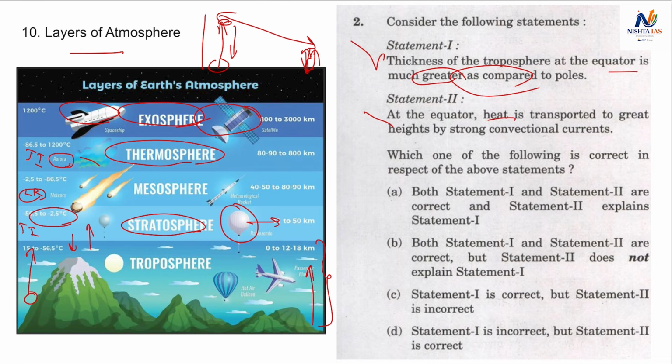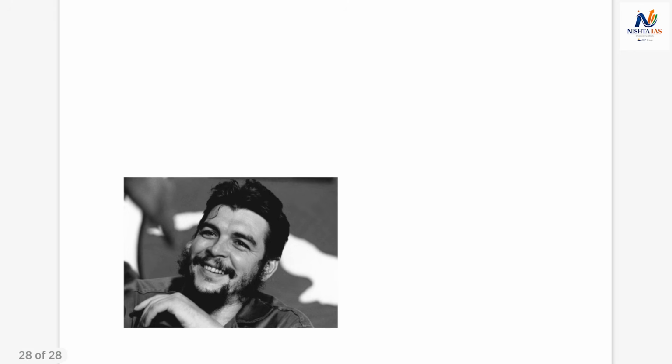And why is the thickness of the troposphere at the equator much greater? Because at the equator heat is transported to greater heights by strong convectional currents. So because of strong convectional currents, the troposphere becomes thick at the equator and thin at the poles. So A is the answer. Hence it is a very easy question.